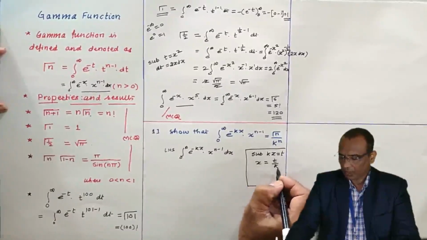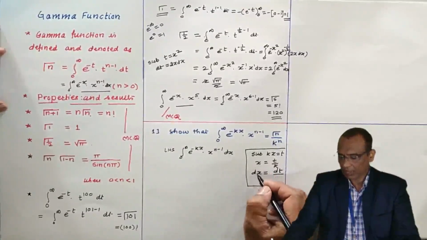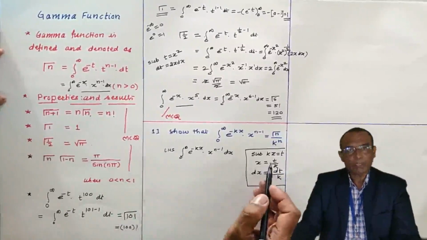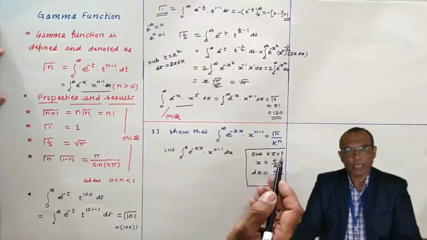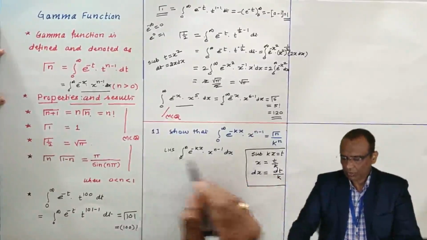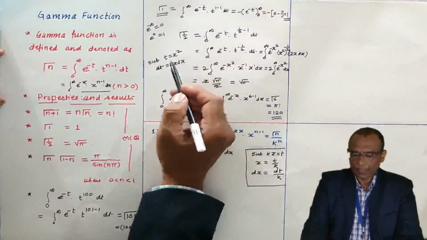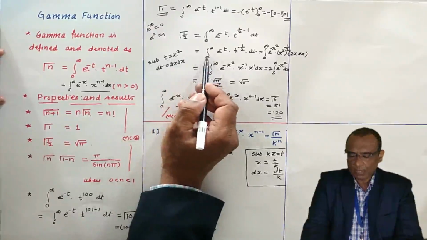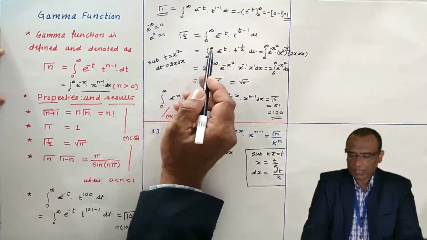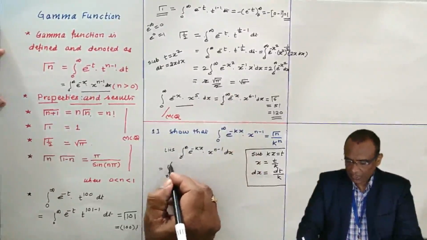And x will be t by k. When you substitute anything, it is required to find the value of dx. The differential of t is dt, and k is constant. Here the limits will not change because we have linear functions on both sides, or you can cross check it. Put x equal to 0, t is 0. Put x equal to infinity, t is infinity. Here the limits are not changed because when x is 0, t is 0, and when t is infinity, x is infinity.